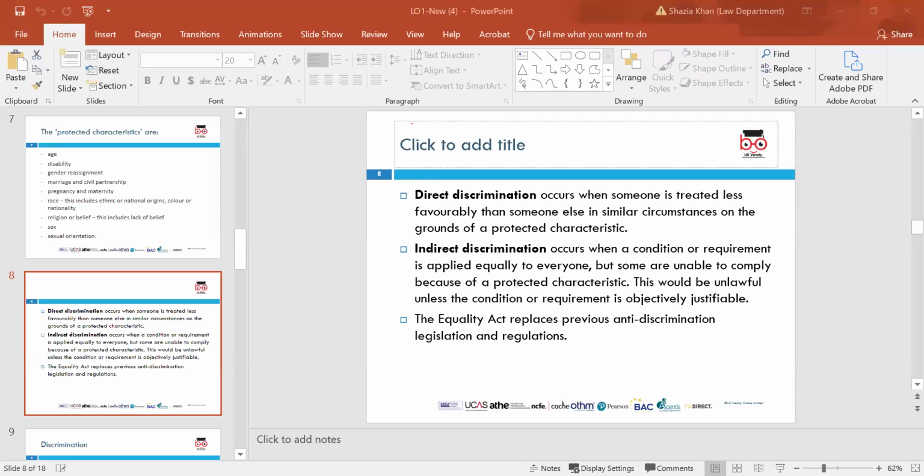Examples of indirect discrimination are indirect disability discrimination. So an employer who applied a workplace practice which disadvantaged a disabled employee and did not implement any sort of reasonable adjustments.